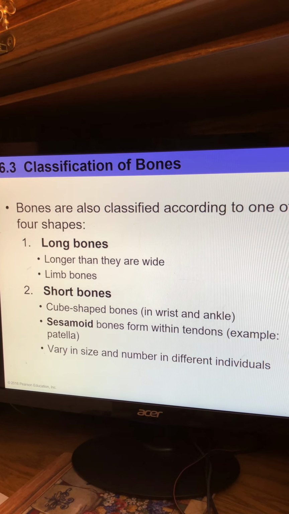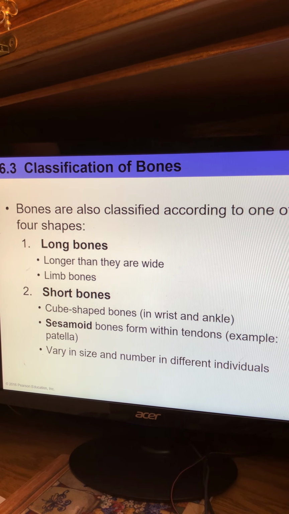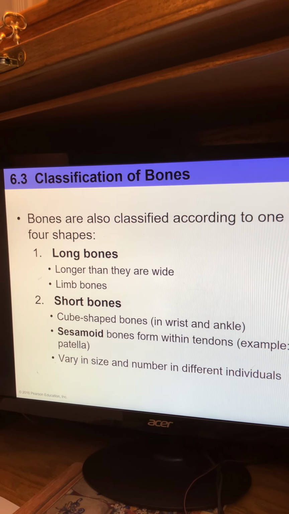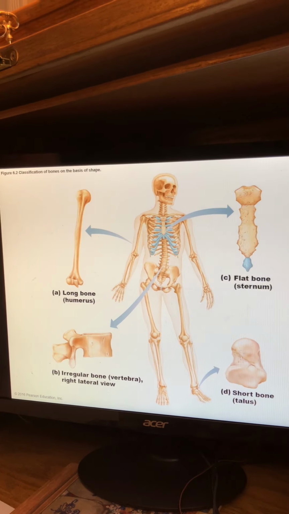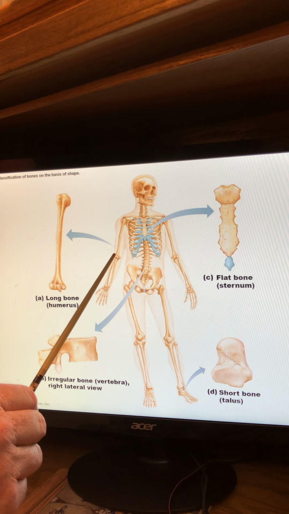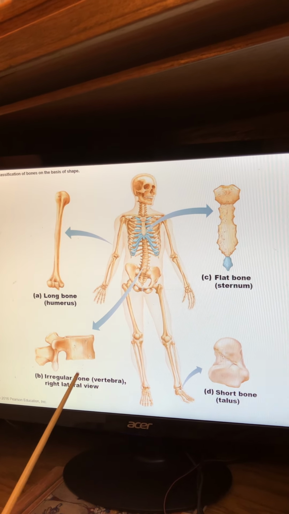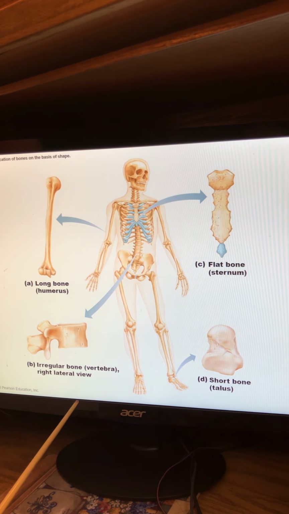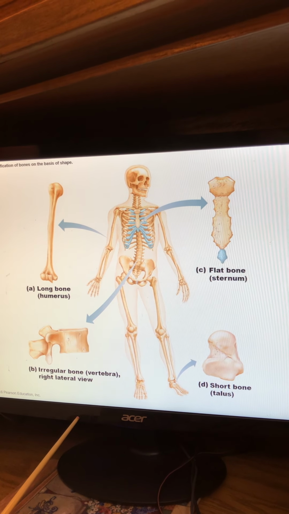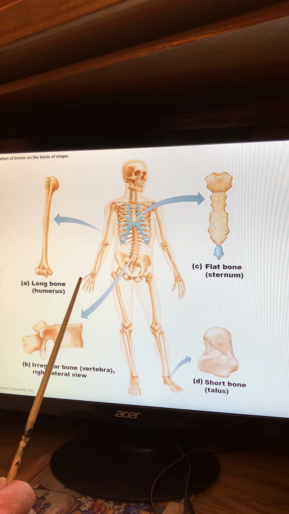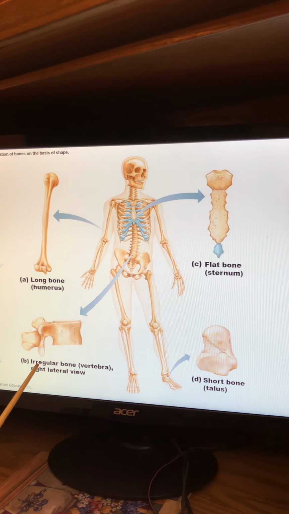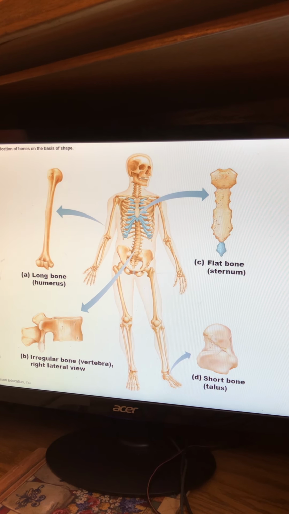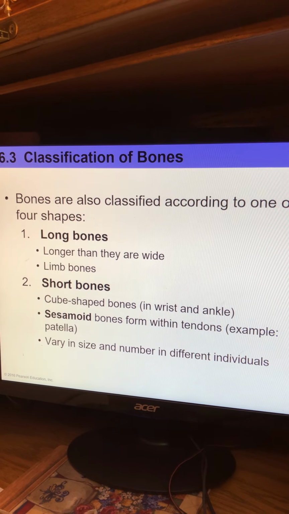Bones are also classified according to their shapes, and there are long bones, which are considered to be longer than they are wide. Most of these are going to be the limb bones. Let me just show you a picture of them. So anything that's longer than it is wide is considered to be a long bone. So it makes sense that the femur would be a long bone and that the tibia and the fibula would be long bones because they're longer than they are wide. But believe it or not, the phalanges, or your fingers, each one of them is going to be considered by definition a long bone. The second grouping is short bones.